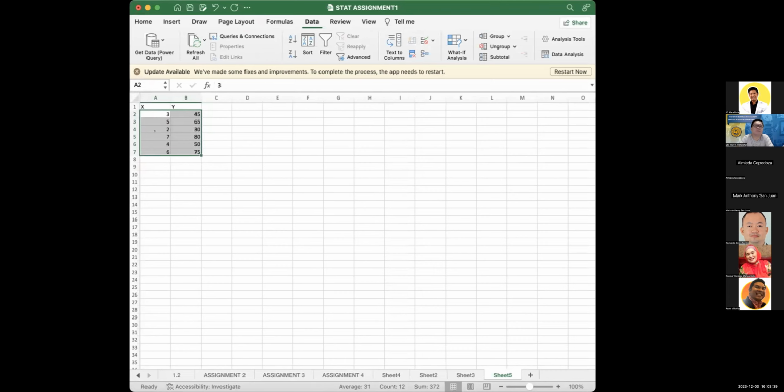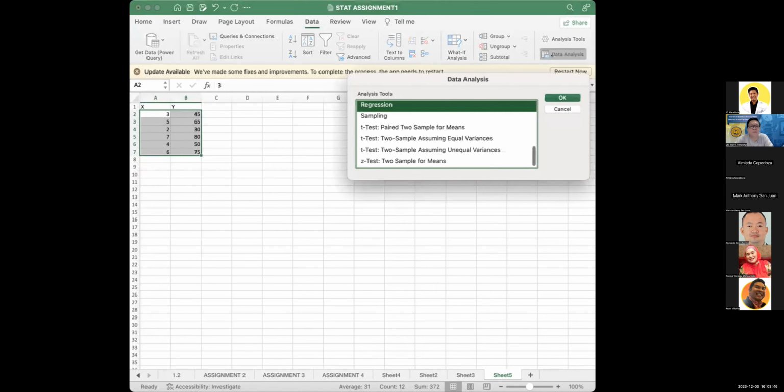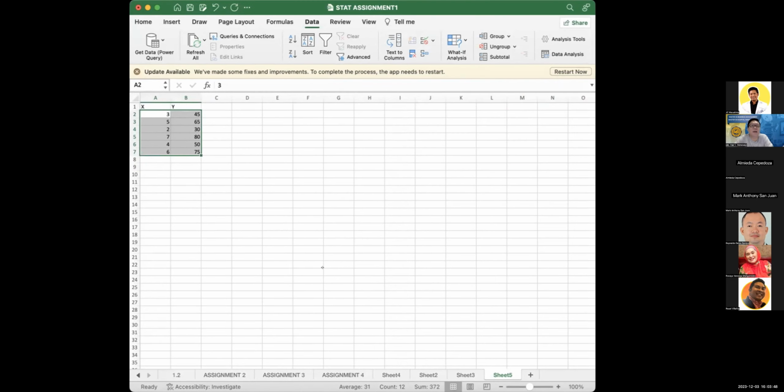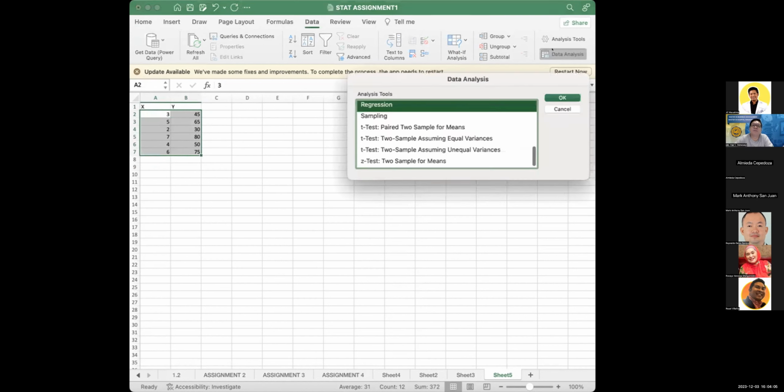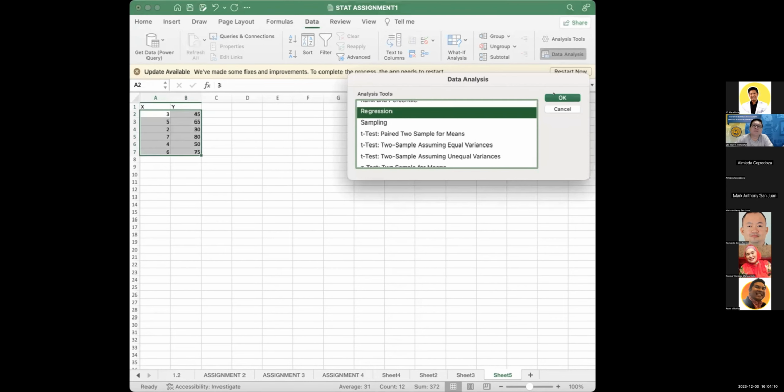So we have I typed here the value of the x and the y, and then we go to data. Doc, clarify mo lang, X represents the independent. Yes, X represents the number of nurses on duty. This is the independent. Yes, Y. Doc. And then Y is the number of patients treated, which is the dependent variable. Para malinaw natin yung Excel. Okay, right. Go ahead. So we go to data analysis tab, and then we can click here, automatic na regression.